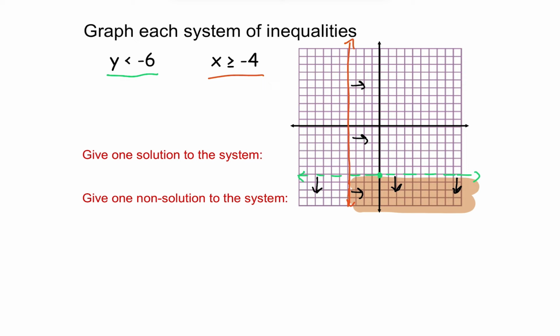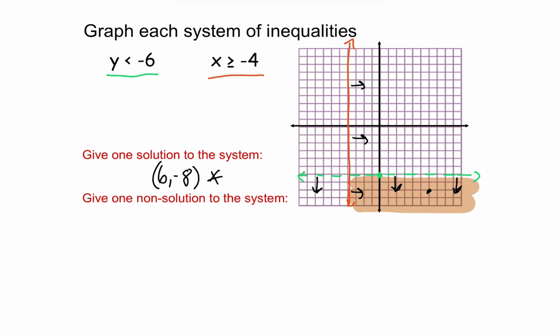This says give one solution to the system. So, I don't know, this point right here is the solution to the system. We could say that is over 1, 2, 3, 4, 5, 6, and then down 1, 2, 3, 4, 5, 6, 7, 8. So 6, -8.